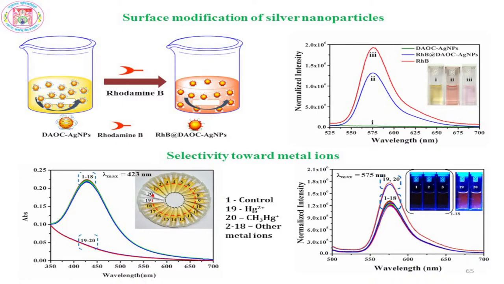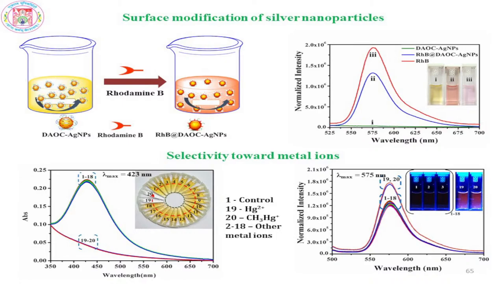See, these silver nanoparticles, green in color, do not show any fluorescence. But when we add rhodamine B to this, it gives fluorescence, this fluorescence. Rhodamine B, this. And only rhodamine gives this.